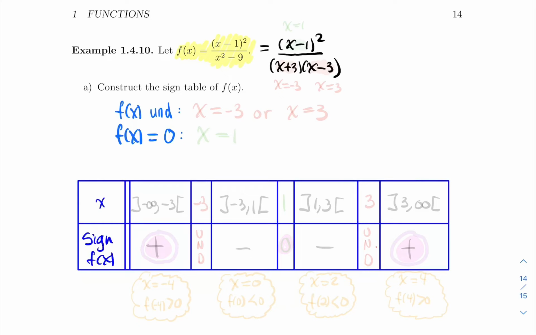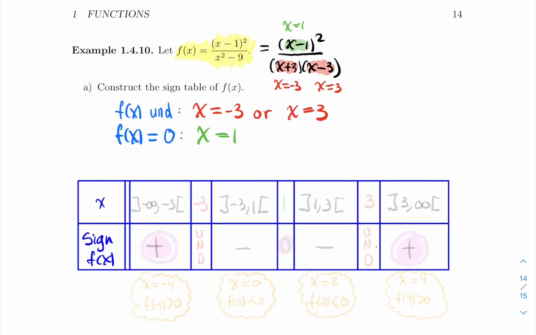When constructing the sign table, the first thing you want to do is check where it crashes. It will crash when x plus 3 is 0 or when x minus 3 is equal to 0, so when x is minus 3 or when x is equal to 3. For the root, you just need to look at the numerator: x minus 1 is 0 when x is equal to 1. So the three important points are minus 3, 3, and 1. You put them in ascending order.